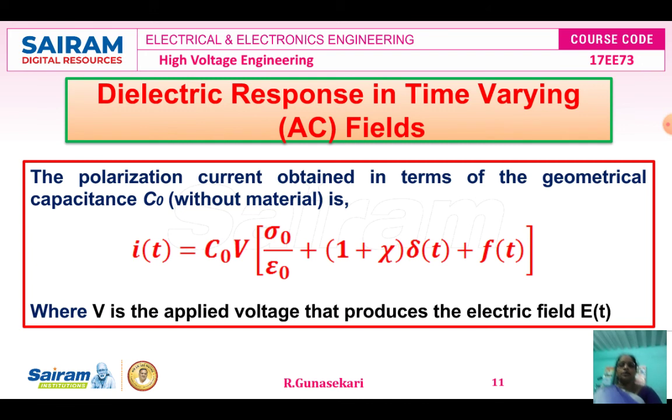The polarization current, which is obtained in terms of the geometrical capacitance C0 without electrode material, is I of t is equal to C0 V into (sigma divided by epsilon naught plus (1 plus chi) delta of t plus f of t), where capital V is the applied voltage that produces the electric field E of t.